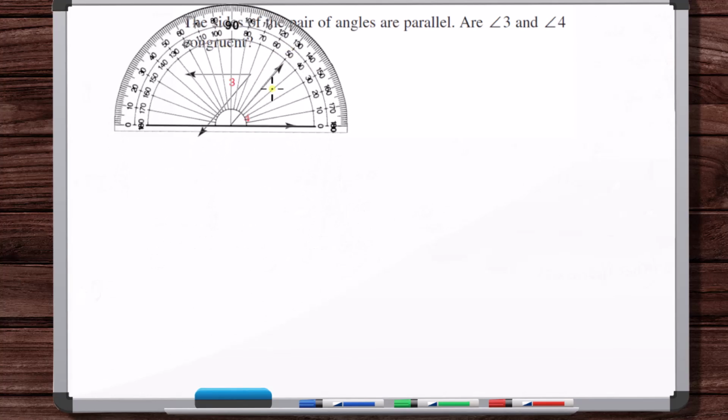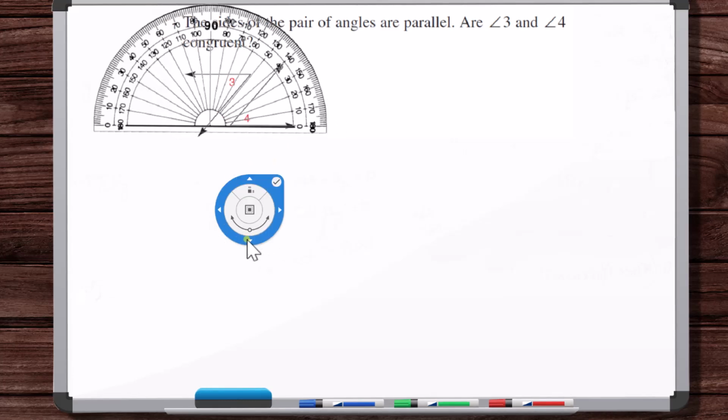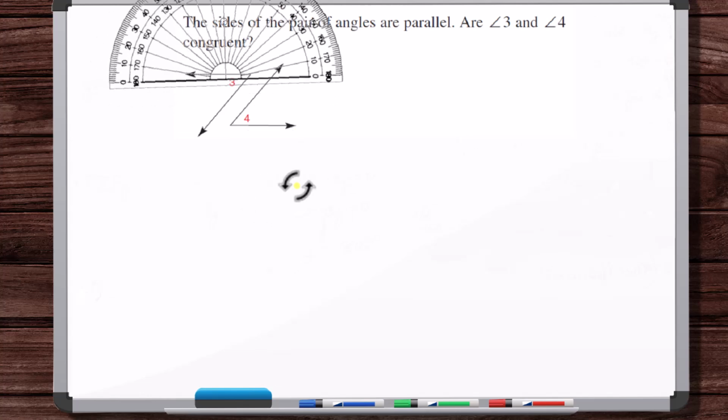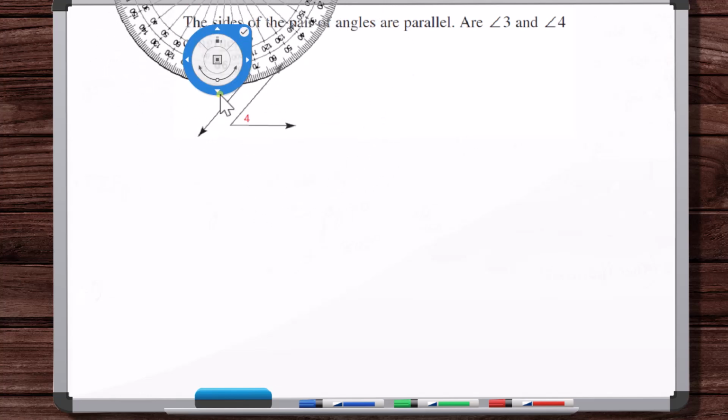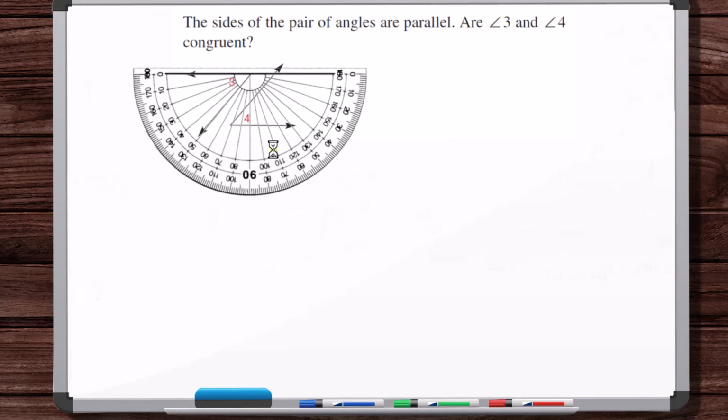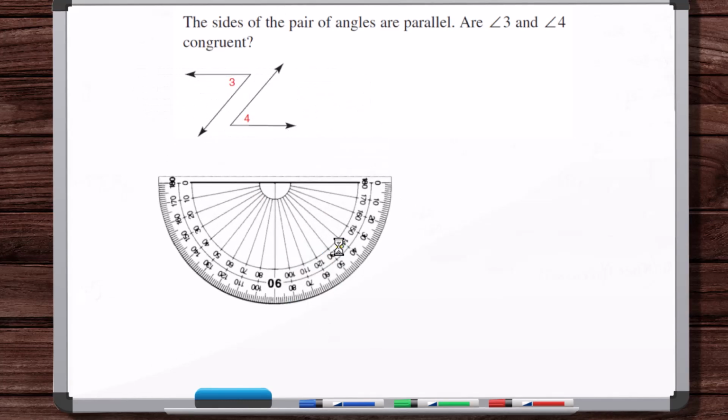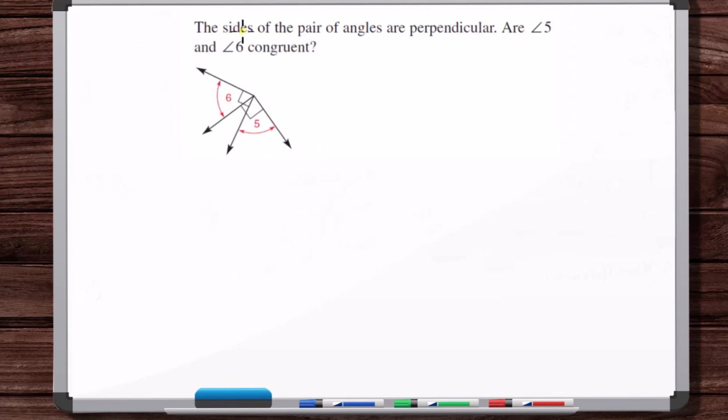All right, that's about at 50 degrees, maybe 49 degrees. And here we can do, let's see. There you go, right about at 49 degrees. So perhaps it looks like these two angles are congruent. Our measurements would suggest that they are. So, all right, the sides of the pair of angles are perpendicular.